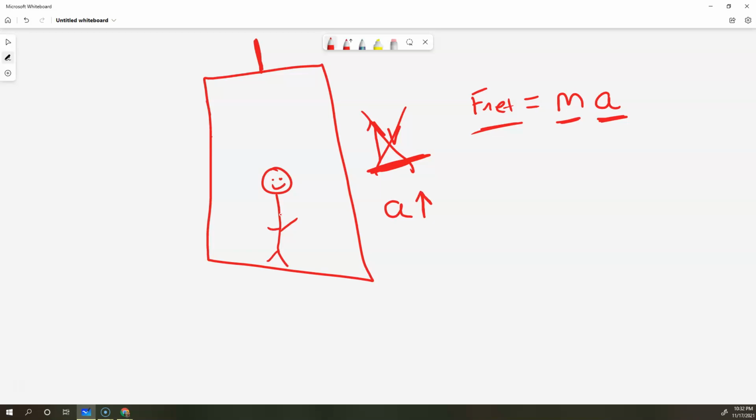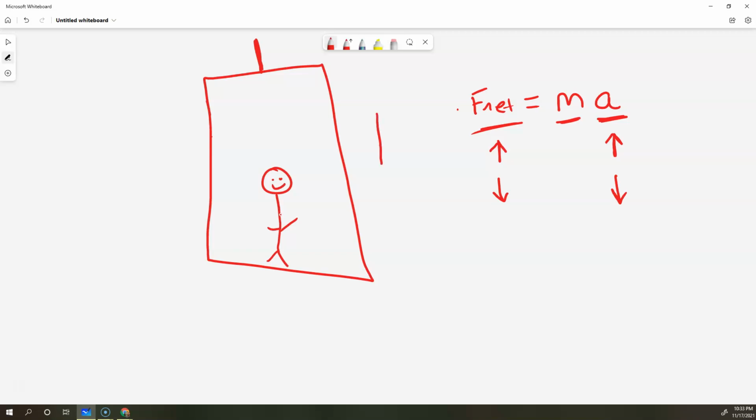Let's say you are accelerating upwards. Well, then the net force on you is up. If your acceleration is up, your net force is up. If your acceleration is down, your net force is down. It's really that simple. Students will get this wrong all of the time.